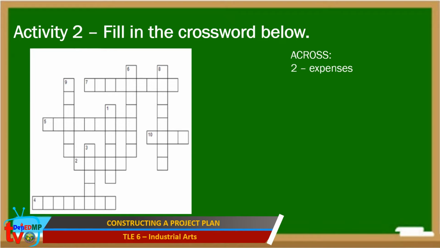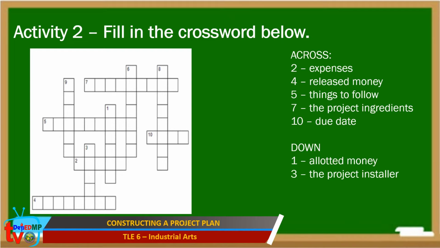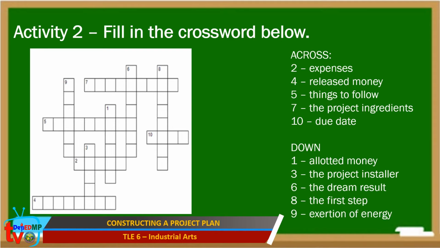Across, number 2, expenses. 4, released money. 5, things to follow. 7, the project ingredients. 10, due date. Down, 1, allotted money. 3, the project installer. 6, the dream result. 8, the first step. And 9, exertion of energy.